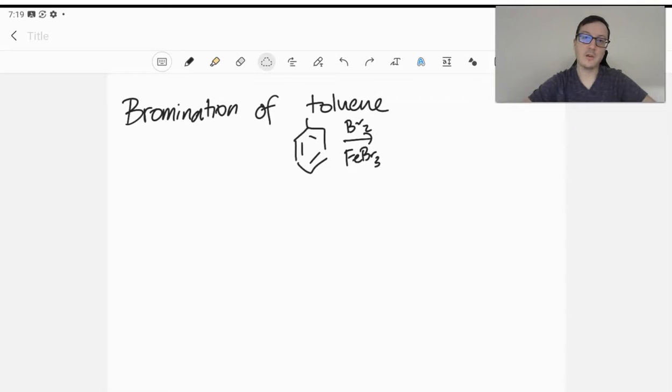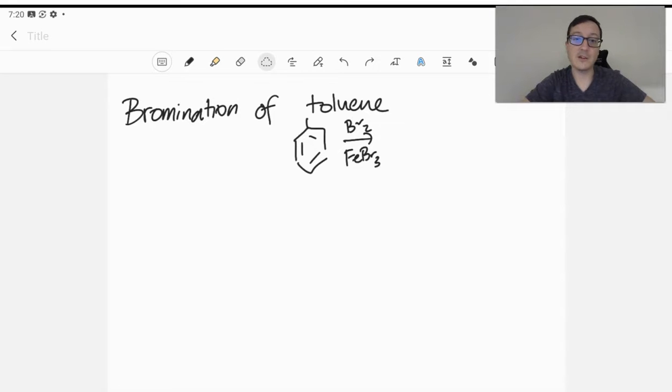In the next few videos, we're going to take a look at using these EAS reactions on benzenes that already have substituents. We're going to see that even the presence of one more substituent makes the process a lot more complicated. And when we have even more than one, it gets even more complicated. And so, let's start off with one of our simpler examples.